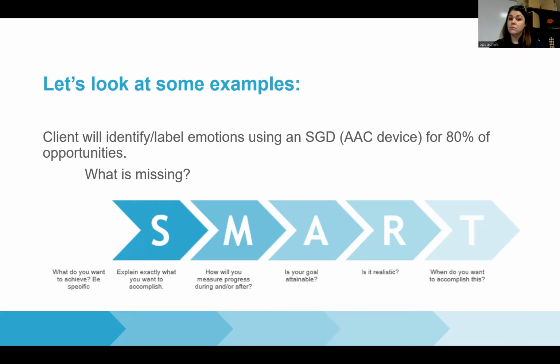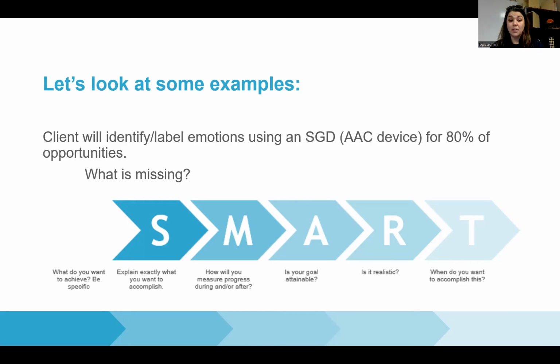How are you going to measure it? 80% of opportunities. Is the goal attainable? Well, if it's on their speech generating device and they have the ability to use that device, then yeah. Is it realistic? It might be. If I'm only asking for 2 emotions, then sure. If I'm asking for 600 emotions, then no, probably not. And then when will this need to be accomplished? This one doesn't have a time component at all. So is this over the rest of their life? Tomorrow? What does this look like in terms of time?